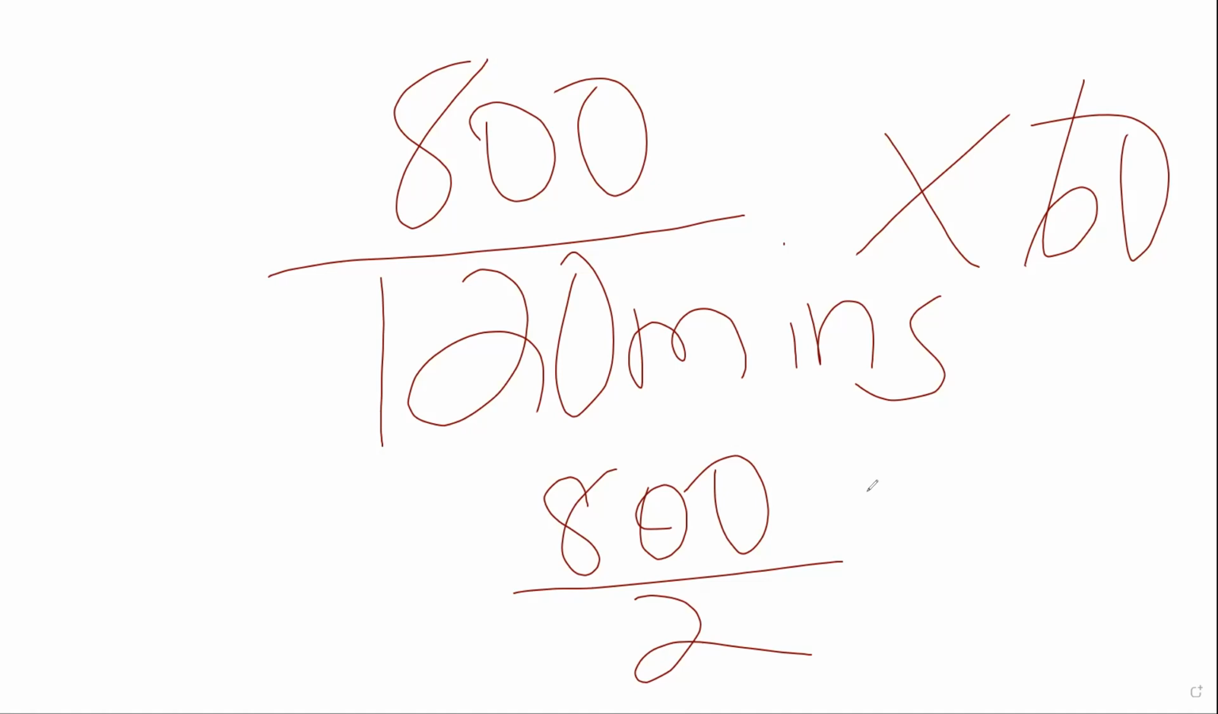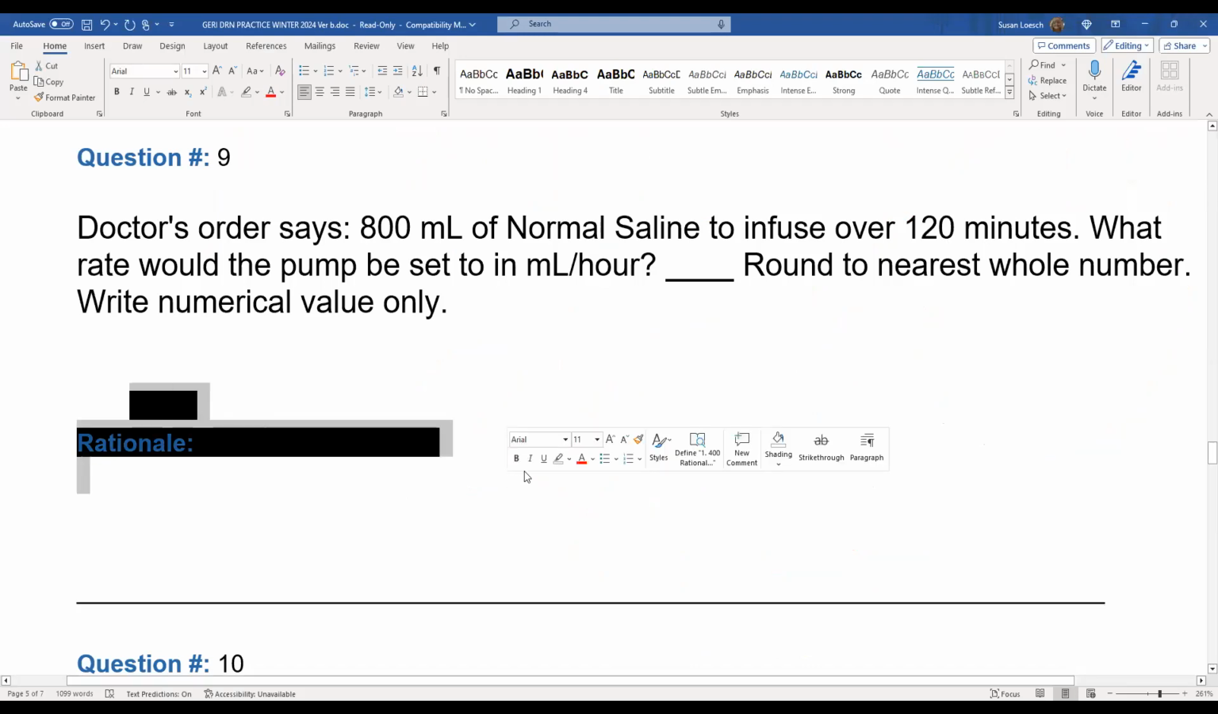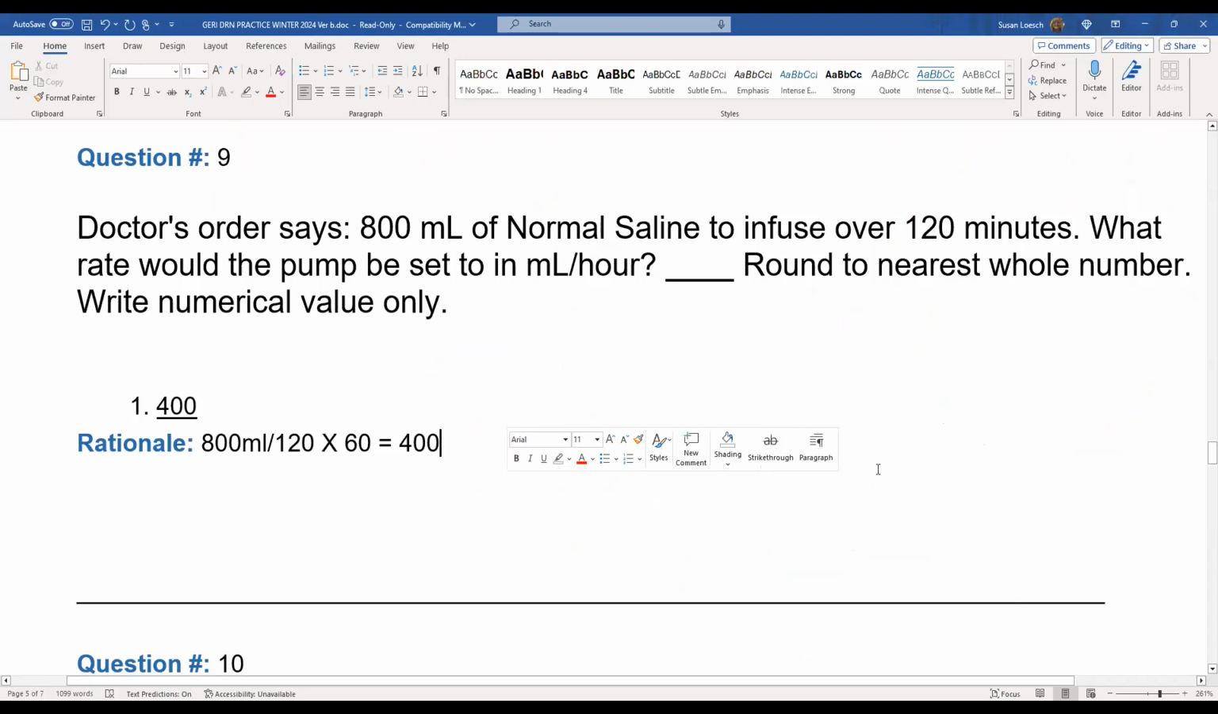Did you get 400 both ways? Yes. So which way works best for you? This is the easy way. If it's in minutes, convert it at the end. If it's in hours, then you don't need to convert, because it's already in hours for you. Okay, so let me see if I can find a couple of those for you to practice with real quick.